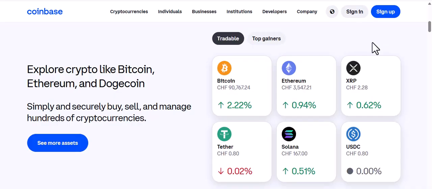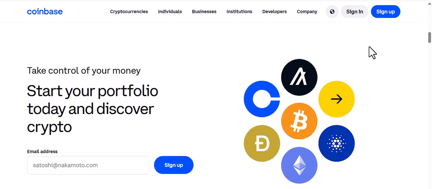It's not just a simple buy and sell button. You're looking at a full-fledged trading view with real-time charts, order books, and trade history. This is where you can see the true pulse of the market.